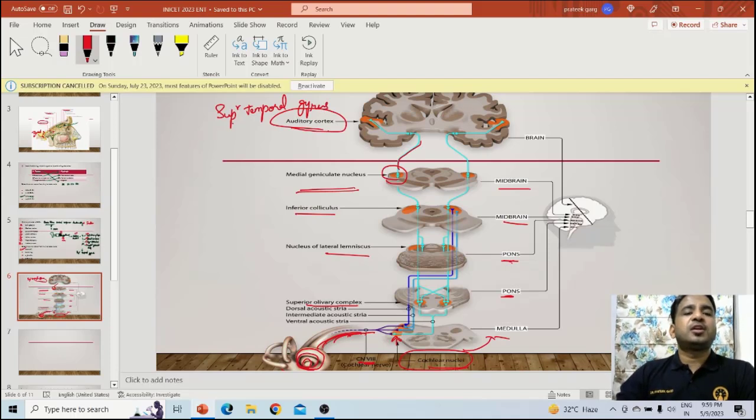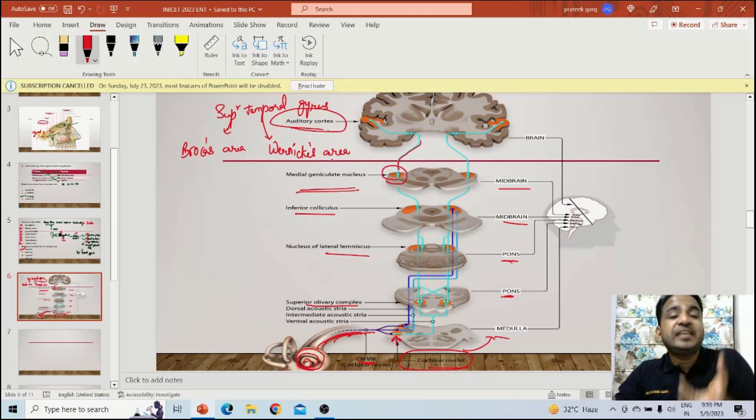There are two areas in the auditory cortex. One is Broca's area and the other is Wernicke's area. Wernicke's area is the sensory center which receives the sound, processes the sound and analyzes the sound. It is area number 42. And Broca's area is the motor area.